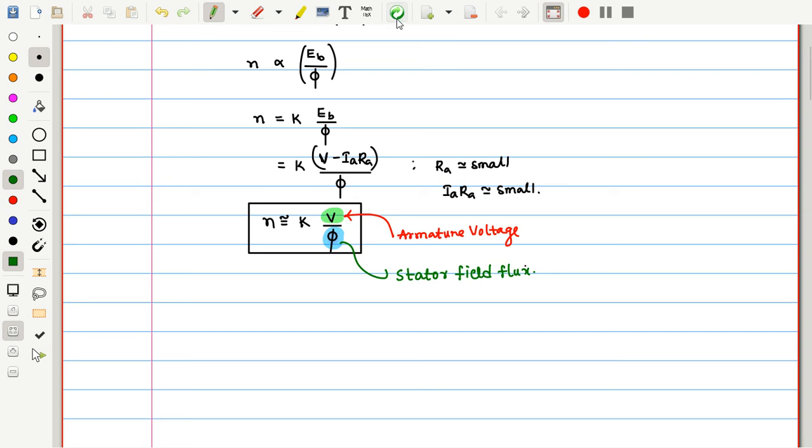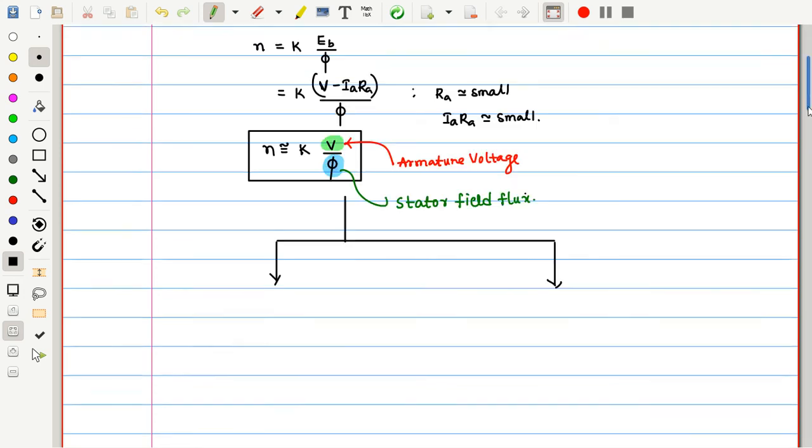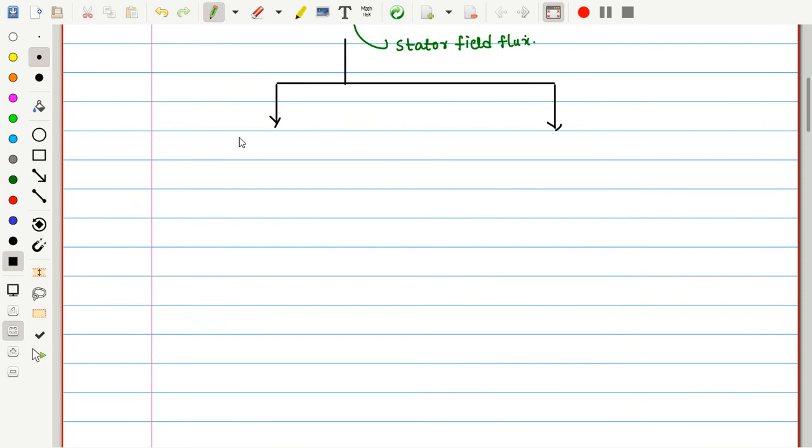So in this DC machine, we have these two controls. Let me divide them into two, like a flow chart. One is that speed can be controlled by using the armature voltage. This voltage can be varied. How can we vary this voltage? That method we call armature voltage control, or the armature control method.